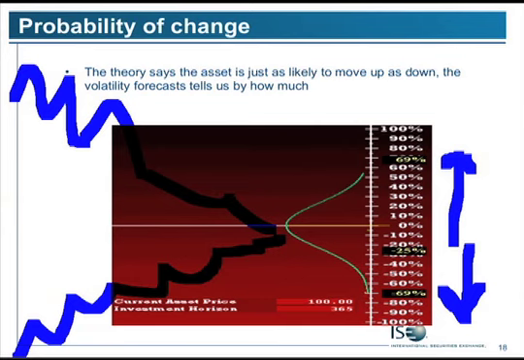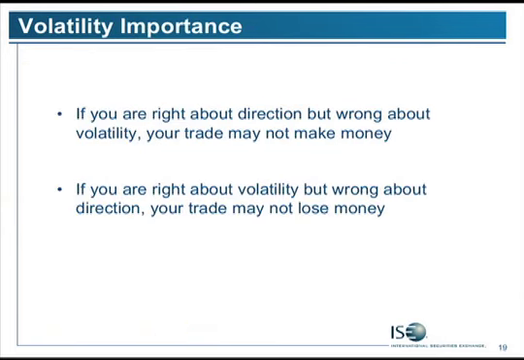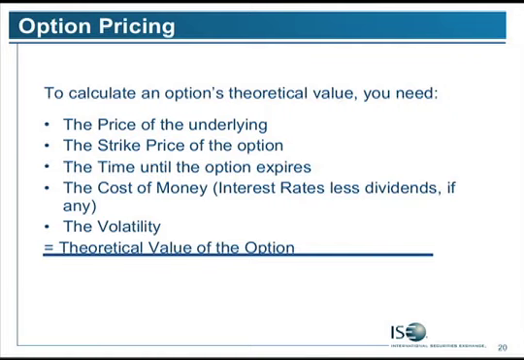So that's how, again, I'm always trying to take it back in this next 45 minutes to volatility. If you're right about direction but wrong about volatility, you might not make any money. However, if you're right about vol but wrong about direction, you might not lose money. So if we get to options pricing, we have the price of the underlying, the strike price, the time, the cost of money, and then the volatility.